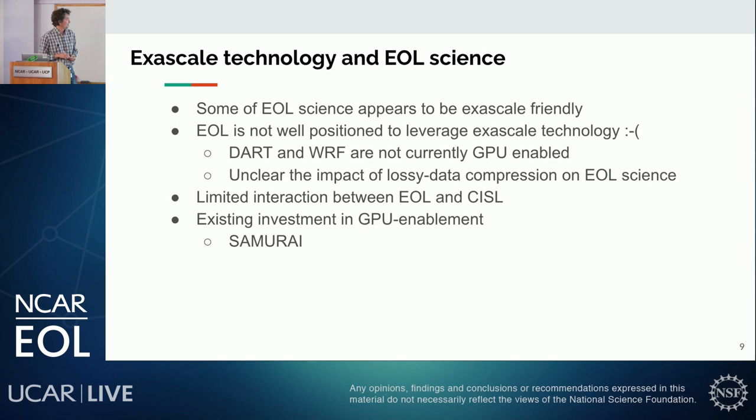We're thinking about OSSEs, the potential use of OSSEs. There was also some discussion about lossy data compression on EOL science. I think another real challenge here, and this is kind of eye-opening for CISL as well, is that there are very limited interactions between EOL and CISL, or maybe I should say it could be strengthened. But there is some existing investment in GPU enablement. This was Samurai, a data assimilation code that we believe will be used on the APAR datasets. And there was a very significant speedup that we were able to achieve.